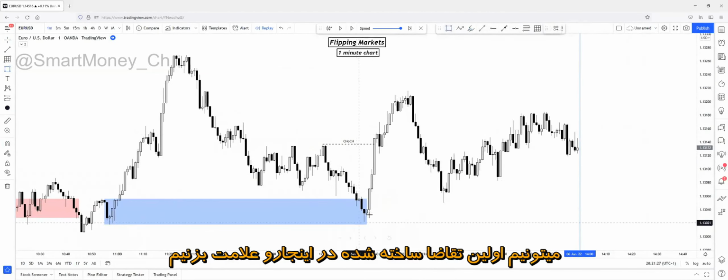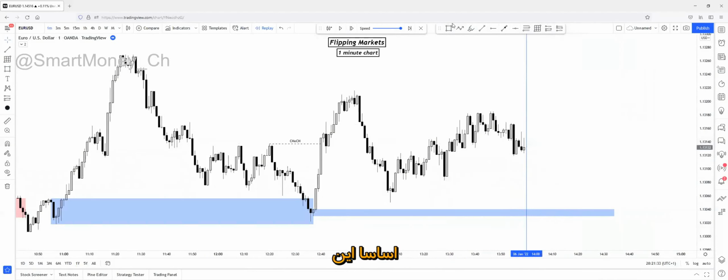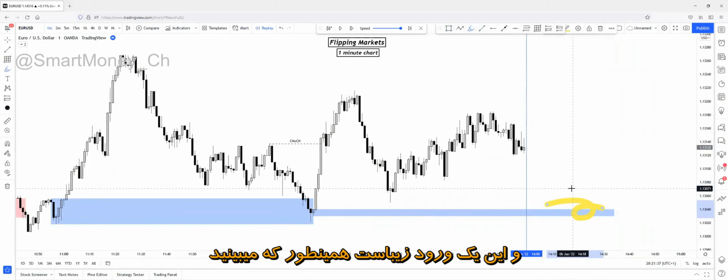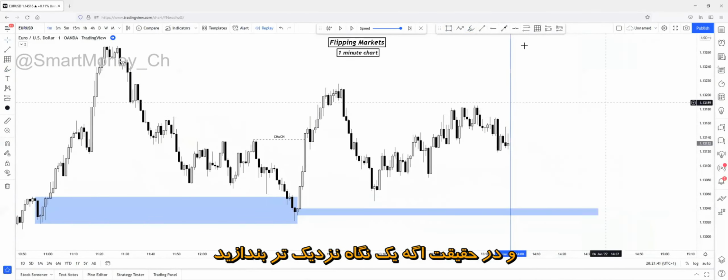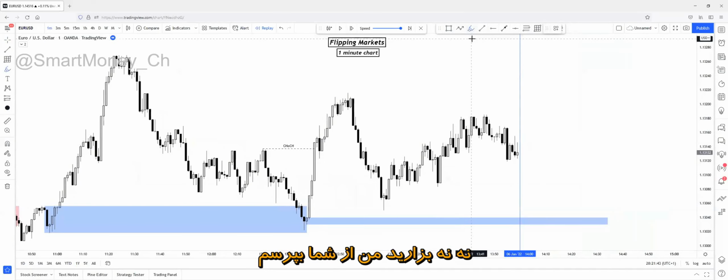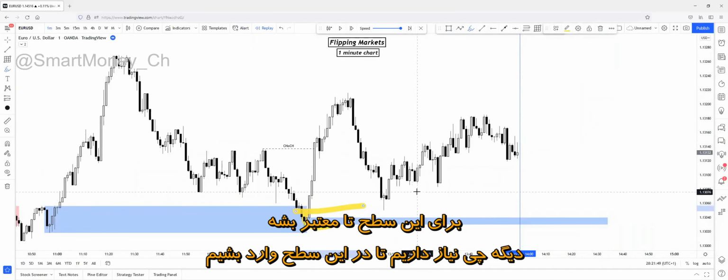We can mark out our first 1-minute demand zone right here. As you can see, this will be our first 1-minute demand zone. Basically, this will be our entry point. This is a pretty good entry point, as you can see. And actually, if you take a closer look, no, let me just ask you, what else do we need for this zone to be valid? What else do we need to enter on this zone?